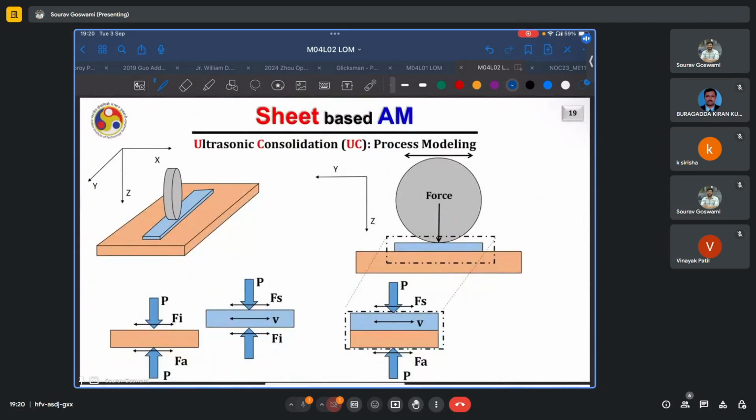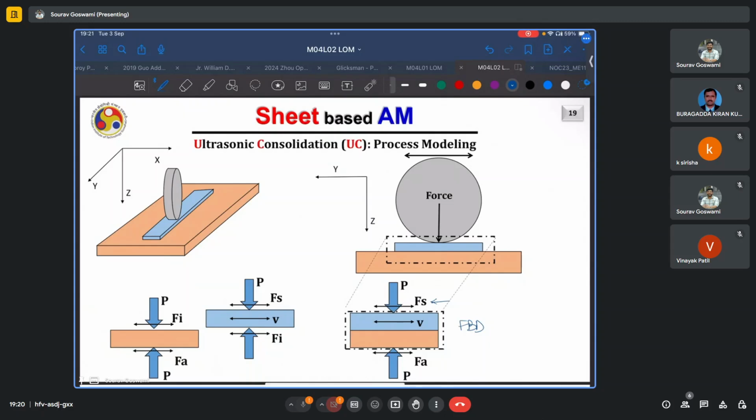The modeling of this process has also been described here, so let us just go over it briefly. Here you see the free body diagram of the interface between the newly deposited sheet and the previously deposited material of the base plate. You have the normal load P acting, you have the friction force Fs between the sonotrode and the new material, or new sheet of material being added. Then you have the friction force Fa between the previously deposited sheet and the anvil.